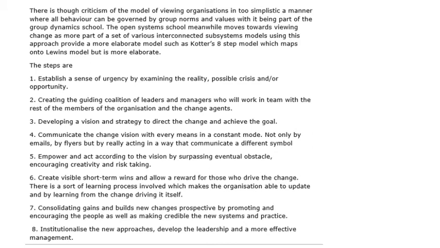5. Empower and act according to the vision by surpassing eventual obstacles, encouraging creativity and risk-taking. 6. Create visible short-term wins and allow a reward for those who drive the change. There's a sort of learning process involved which makes the organisation able to update by learning from the change driving itself. 7. Consolidate gains and build new change perspectives by promoting and encouraging the people, as well as making credible the new systems and practice. And 8. Institutionalise the new approaches, develop the leadership, and a more effective management.